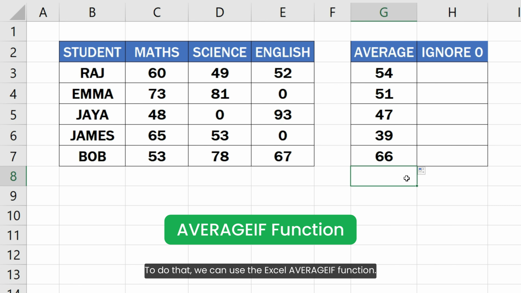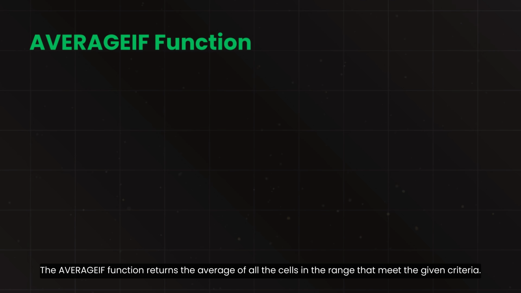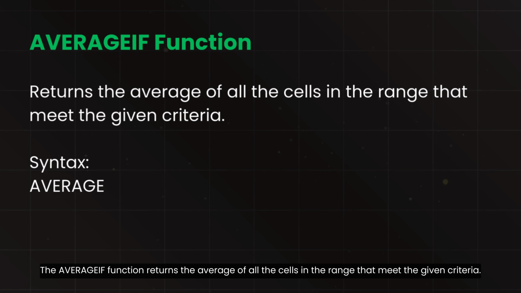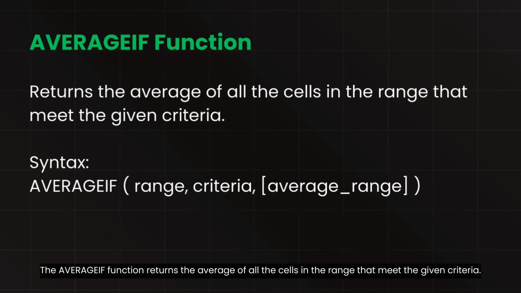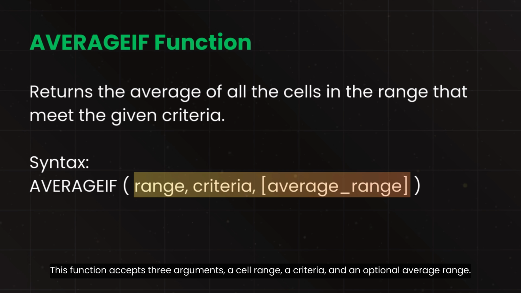To do that, we can use the Excel AVERAGEIF function. The AVERAGEIF function returns the average of all the cells in the range that meet the given criteria. This function accepts three arguments: a cell range, a criteria, and an optional average range.